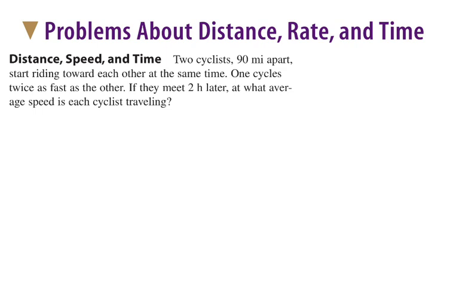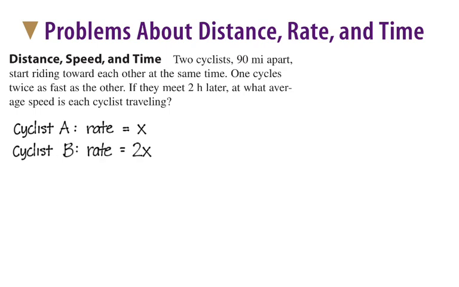Distance, rate, and time. And always remember DIRT. Distance equals rate times time. So in this problem, two cyclists are 90 miles apart, and they start riding towards each other at the same time. One of them cycles twice as fast as the other. So again, one of them would be cycling at x, and another would be cycling at 2x. Who is faster? The faster person is the 2x. The x is the slower person, okay?